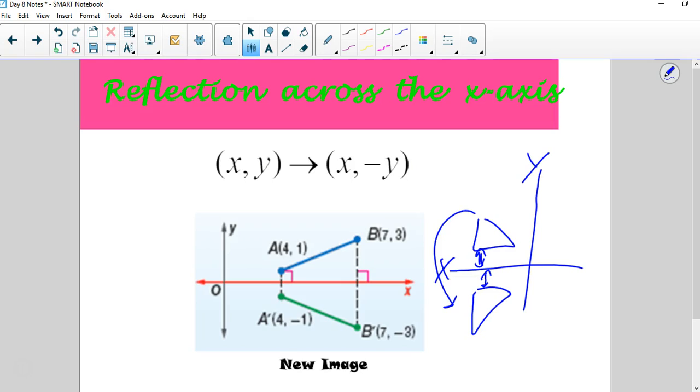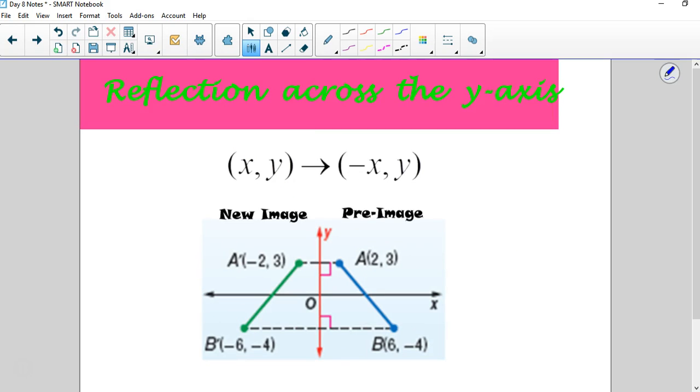So notice, this is at 4, 1 right here. This is at 4, -1. Because remember, the y value talks about up and down. The x value is left and right. So if we're moving down, that's why the y changes. And look what happens. X stays the same, and y just becomes its opposite. So the 7 stays the 7, because you're not changing the distance out from 0. You're only changing from 3 up to 3 down.